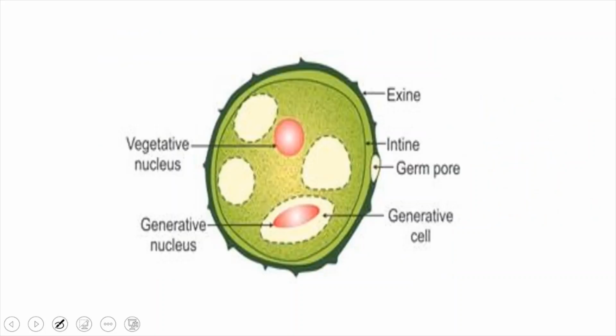Next, this is the structure of the pollen grain. It contains two layers. Pollen grain is made up of two layers, the outer layer and the inner layer. The outer layer is known as exine and the inner layer is known as intine. Here a pore is present in the exine, which we call the germ pore. Two cells are present, the generative cell and the vegetative cell, with the generative nucleus and vegetative nucleus.